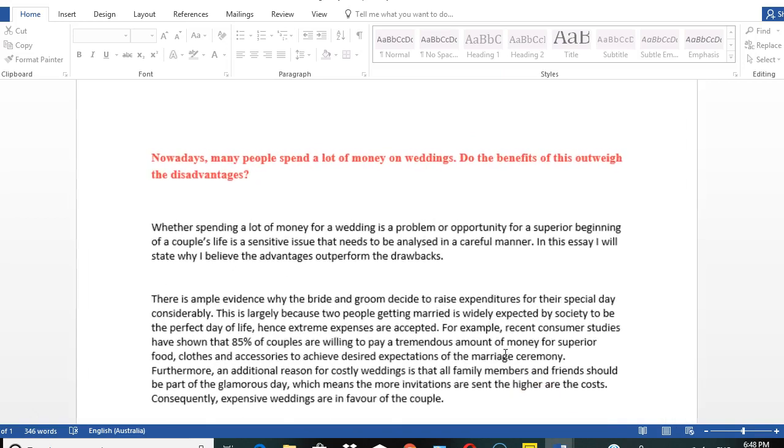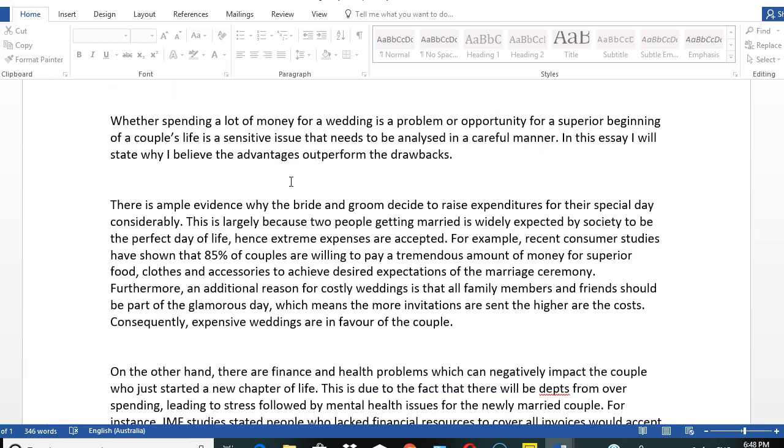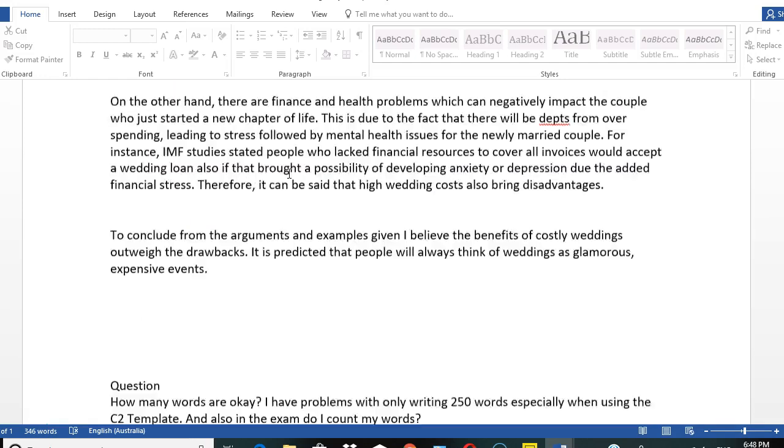So this is the wedding essay. Many people spend a lot of money on weddings. Do the benefits of this outweigh the disadvantages or not? How many paragraphs? 1, 2, 3, 4, as usual.